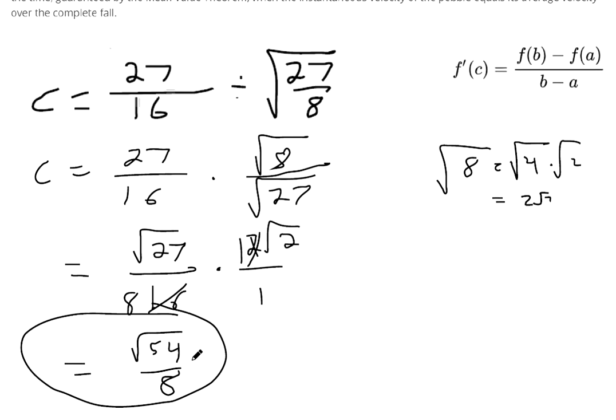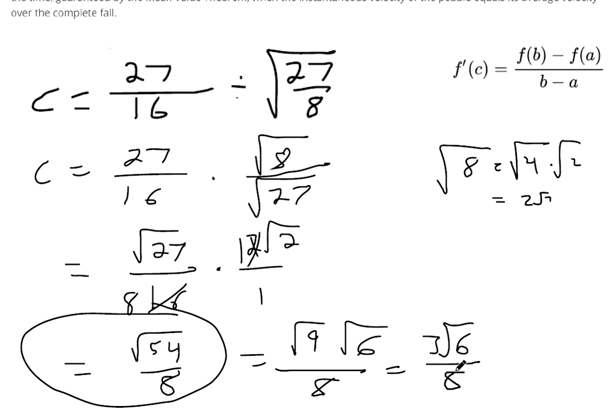Oh wait, can we simplify? Square root of 54, that's divisible by 9, right? I missed something here. Yeah, so that's the square root of 6 over 8. So this is 3 square roots of 6 over 8. Hopefully Newton likes that.